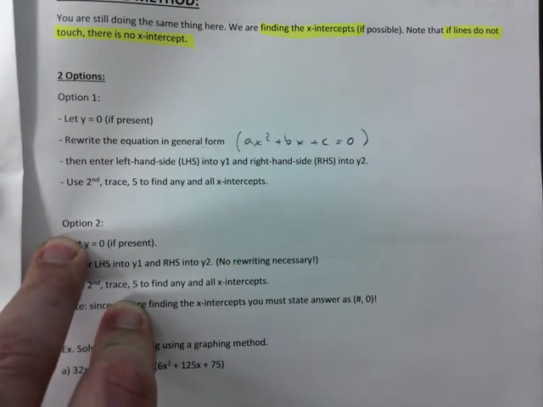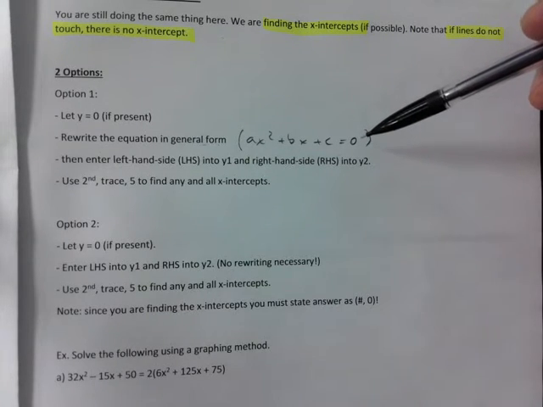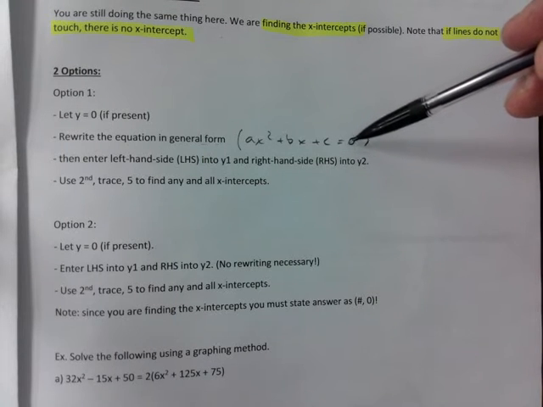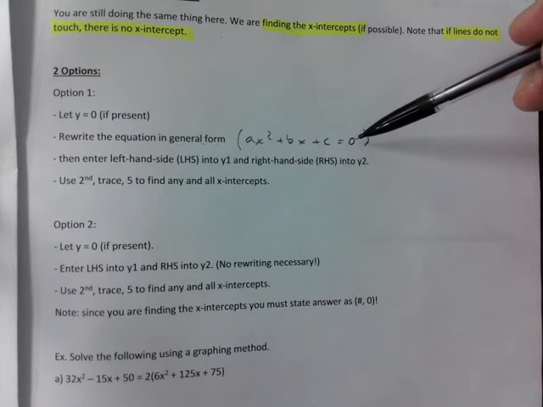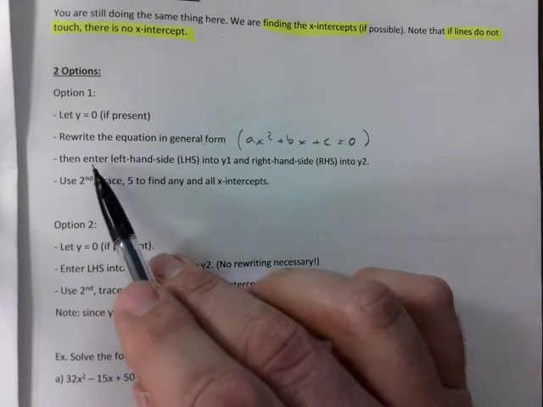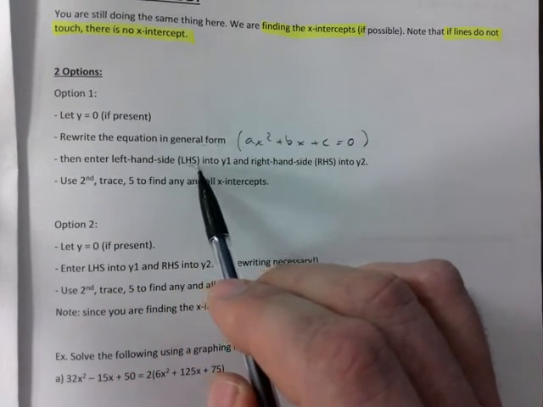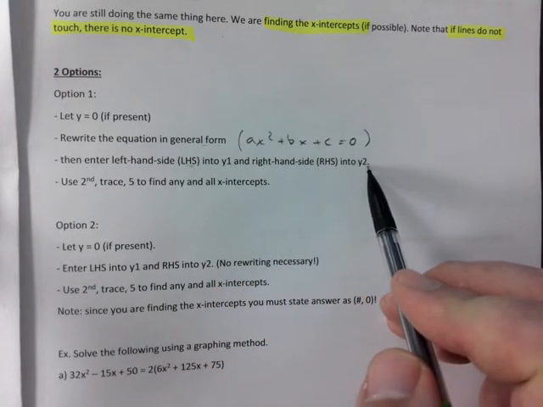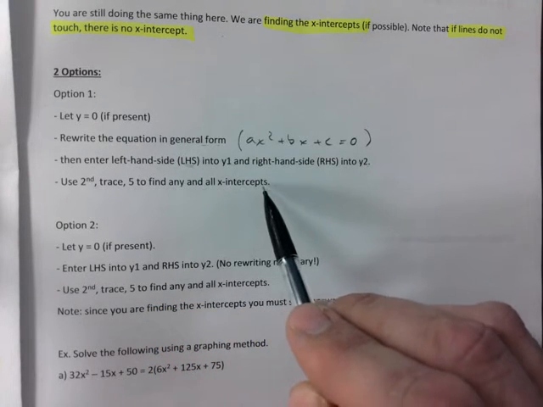You will have a 0 on one side, because think about it this way. Remember how our equations always started like y is equal to something, right? We're letting it be 0 now. So when you're trying to solve, you're going to make it equal to 0. Watch what it says there. Then enter the left-hand side, I call it this from now on, into y1, the right-hand side into y2. Then we use second trace 5 to find any and all x-intercepts.